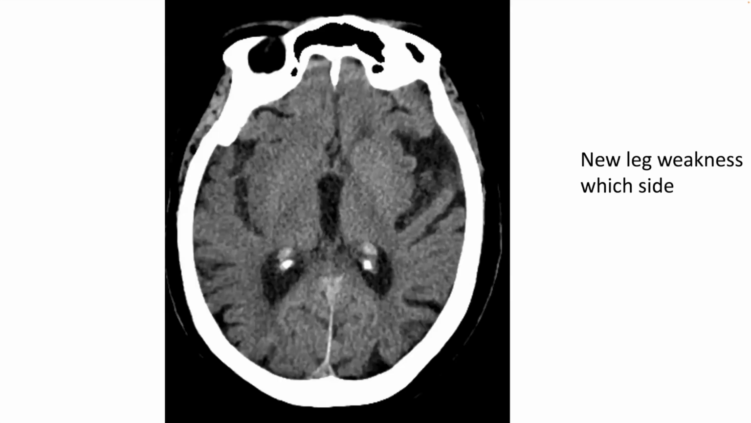How about this patient? Has new leg weakness. Which side do you think they're weak on? The left side. If you're taking call, you should be able to recognize these findings. The left side? Exactly, right? And what's the abnormality called? You lose the gray-white differentiation in the right insula. Right, this is called the insular ribbon sign, or loss of the insular ribbon.